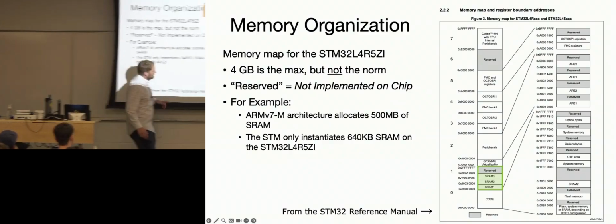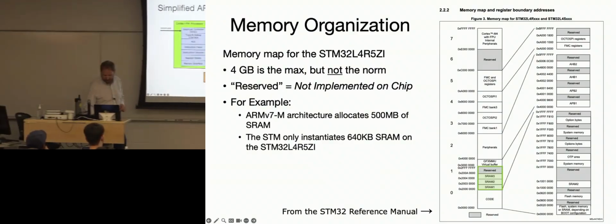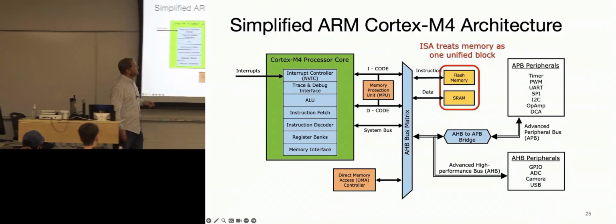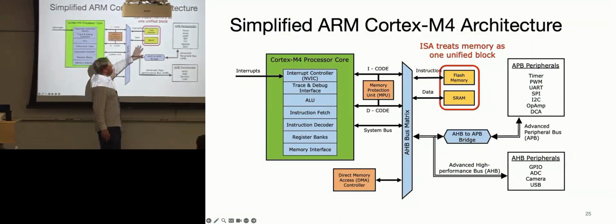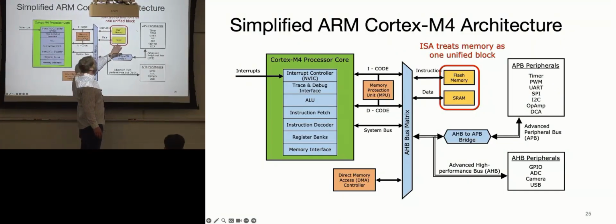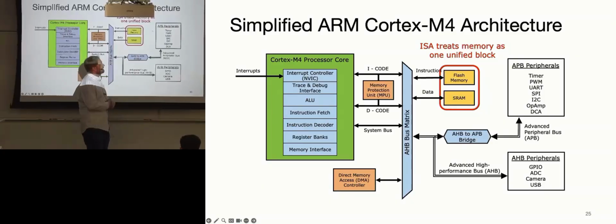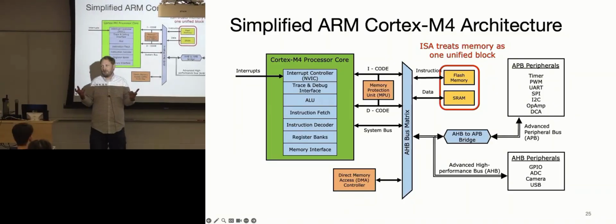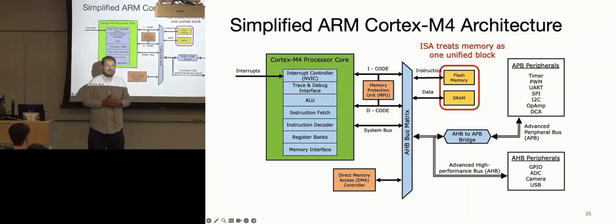So here we have SRAM. So here's unified memory. Why? The ISA, like I said, treats SRAM and flash as a unified block of memory. Why would a microcontroller want both types? What are the advantages and disadvantages?